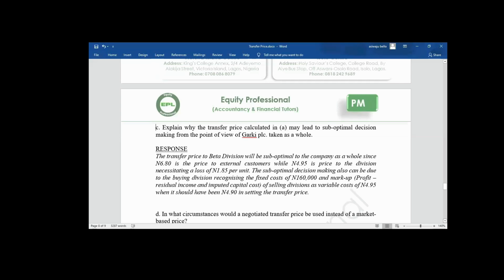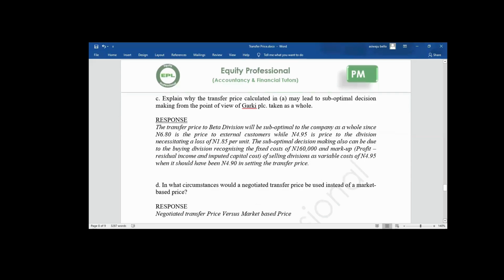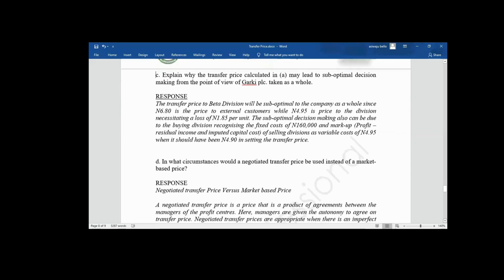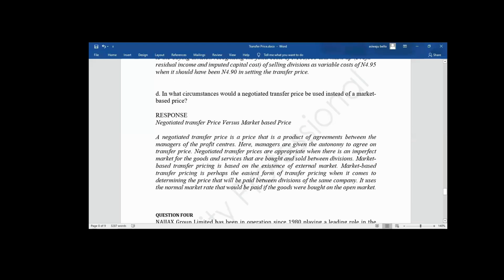Yes, sir. You can read more of this. Please read this. The last aspect, that one is also notes. In what circumstance would negotiated transfer price be used instead of market base? Just read. Negotiated transfer price is better used where there is a spare capacity. We can discuss the price. You can read more here, but I'll give you the basis. Negotiated transfer price is most appropriate where there is a spare capacity.